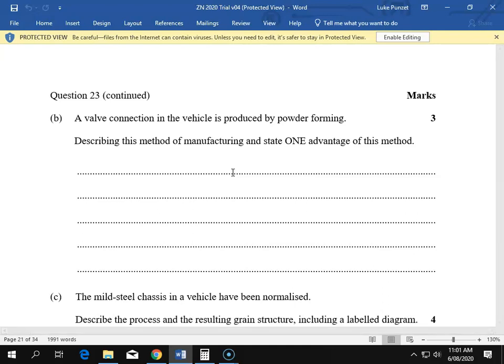Message received. Okay, so a valve connection is produced by powder forming. Describe this method of manufacturing and state one advantage of this method. Okay. What is the example that we always talk about that we use sintered metals or powder forming metals for? Yeah, Happy Meal toys, Macca's toys, right?